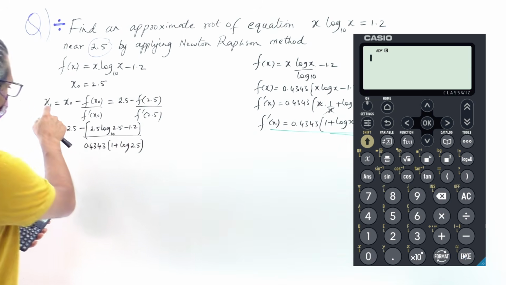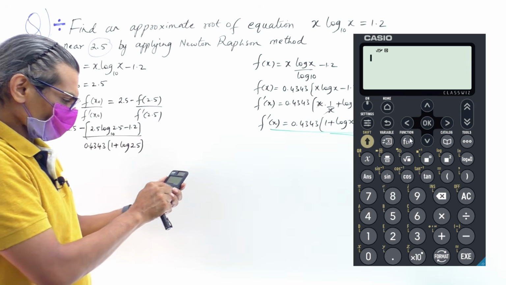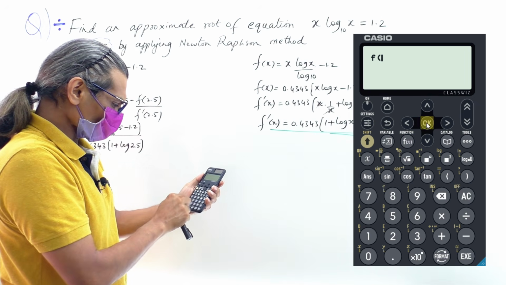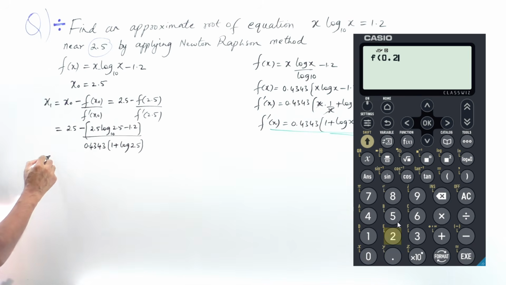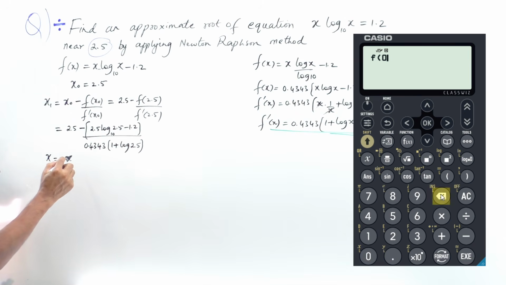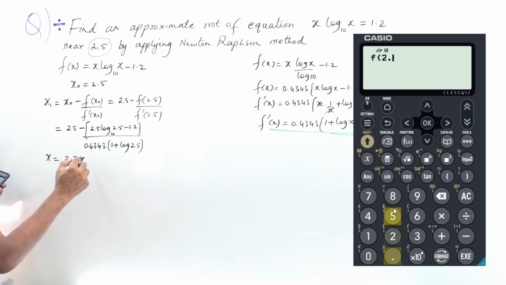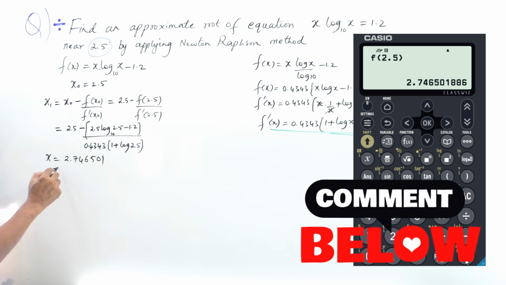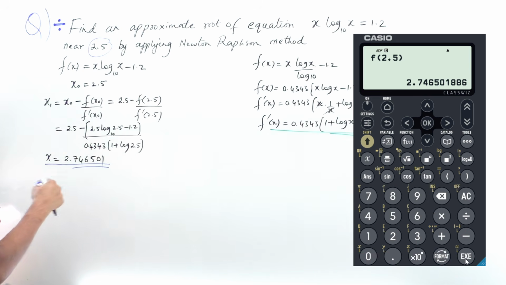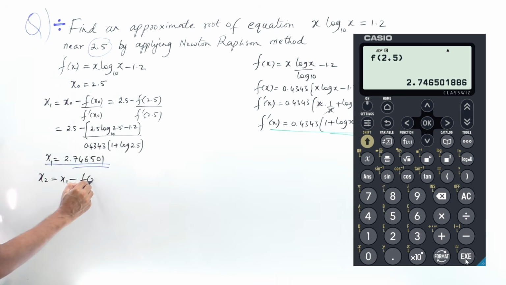Now to find the value, starting with 2.5, simply press f of 2.5 is equal to. We get 2.74650. So x1 is equal to 2.74650. So this is the value of x1, the first iteration. Now similarly, x2 is equal to x1 minus f of x1 over f dash of x1.